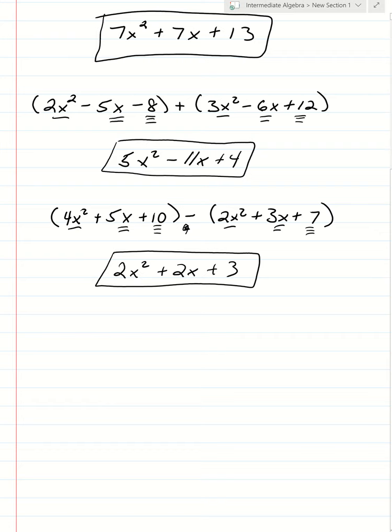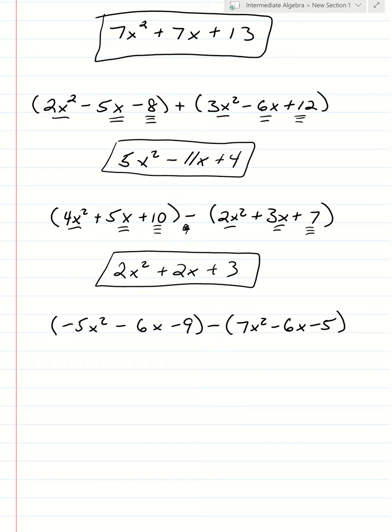Let me give you one to try. All right, let's say we have the following. Take a negative 5x squared minus 6x minus 9. There's my first polynomial. And now I want you to subtract, let's say, a 7x squared minus 6x minus 5. Take a few minutes now, pause the video, and try that particular problem. And when you're done, start the video again, and let's see how you made out.